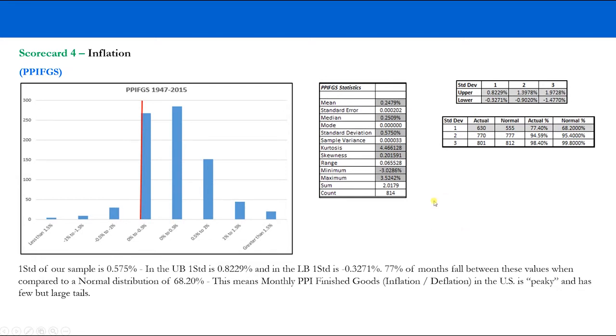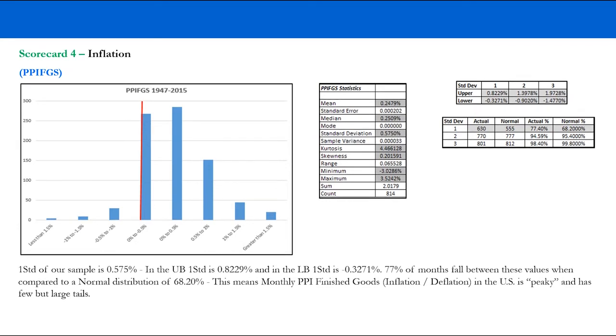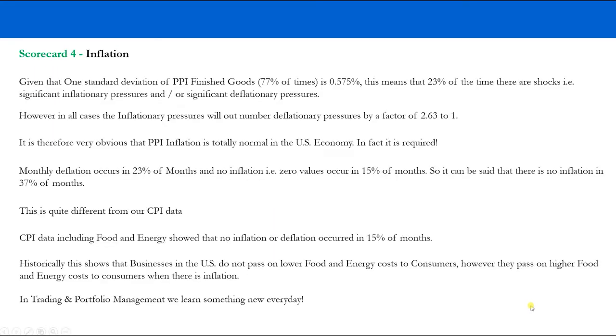So we can see again that this economic data behaves in a more peaky fashion relative to a normal distribution, and has larger but fewer tails. So we have our basic statistical analysis there of all the data. How do we start to interpret this? Well, the interpretation, as you probably guessed, is going to be quite similar to the CPI.